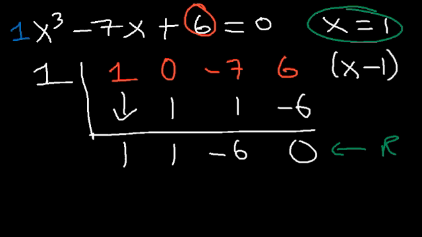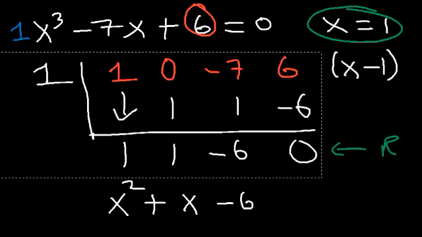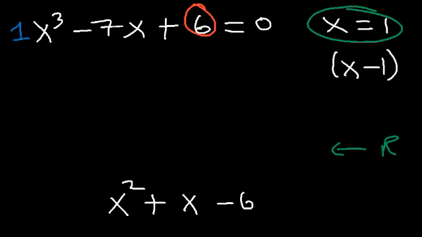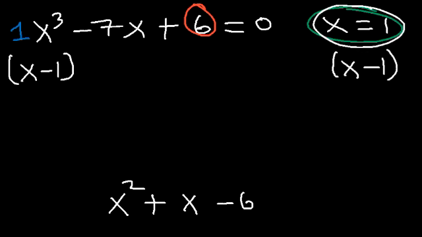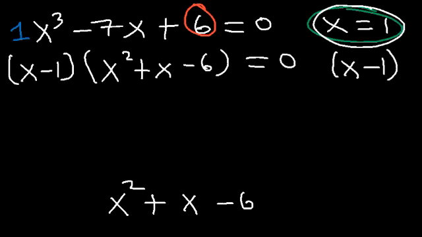0, x is 1. If you divide x cubed by x, the first term is going to be x squared. So this is 1x squared plus 1x minus 6. So therefore, to factor the expression x cubed minus 7x plus 6, it's going to be x minus 1, which we got from this solution, times x squared plus x minus 6. If you were to FOIL these two expressions, you would get x cubed minus 7x plus 6. So that's how you can factor it using synthetic division.